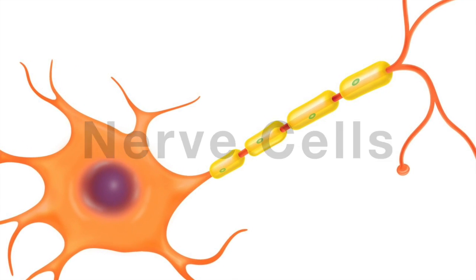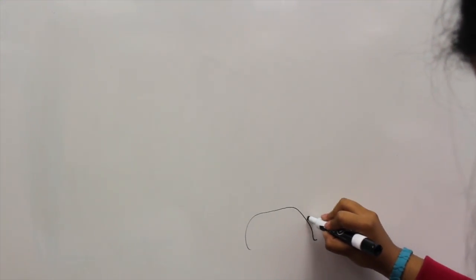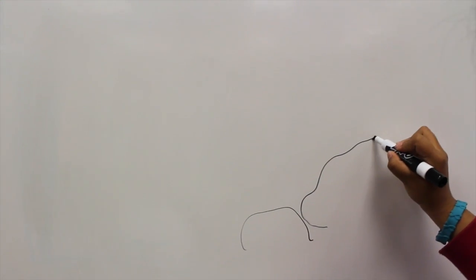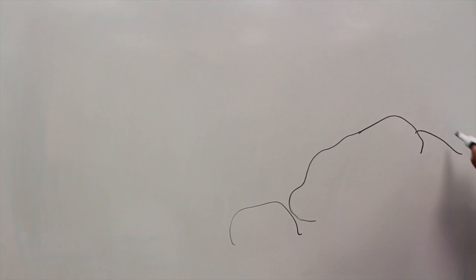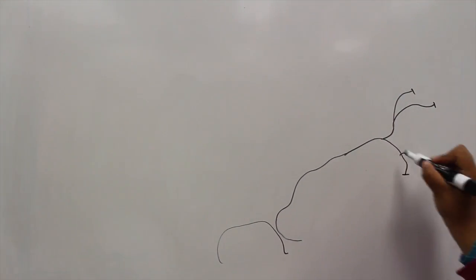Nerve cells. While neurons themselves do not undergo mitosis, neural stem cells can be differentiated into a neuroblast, which can undergo mitosis. This neuroblast can then become a nerve cell.